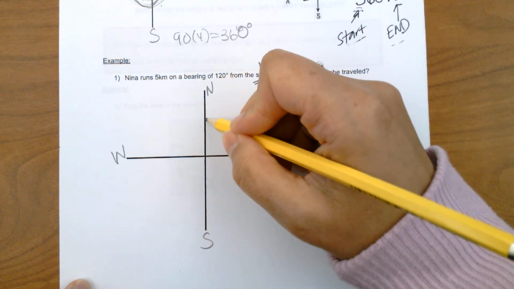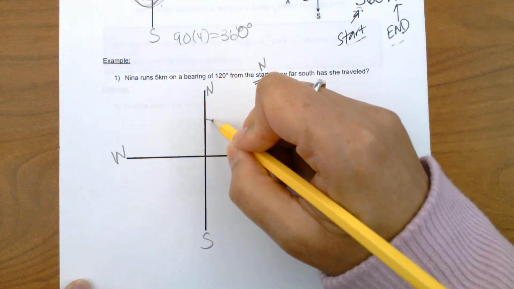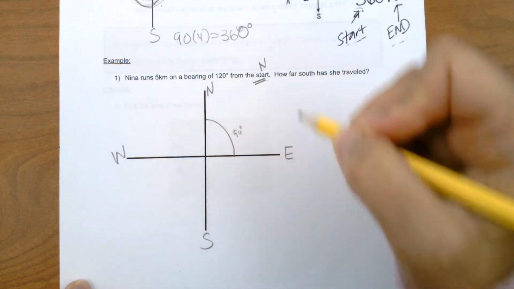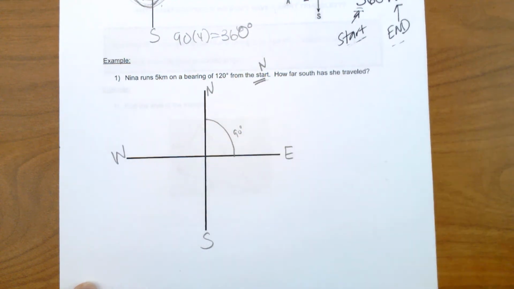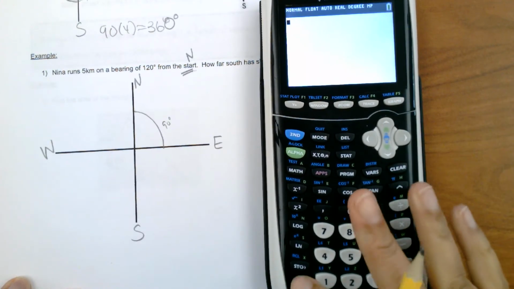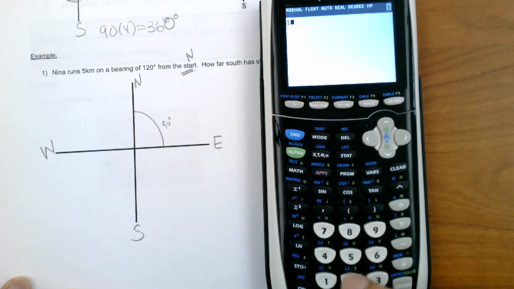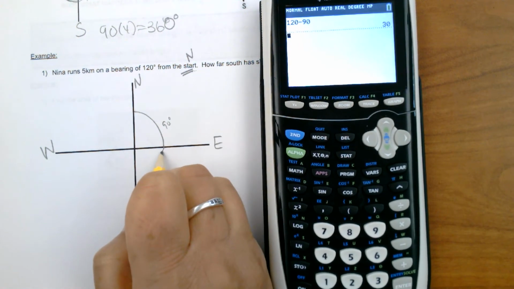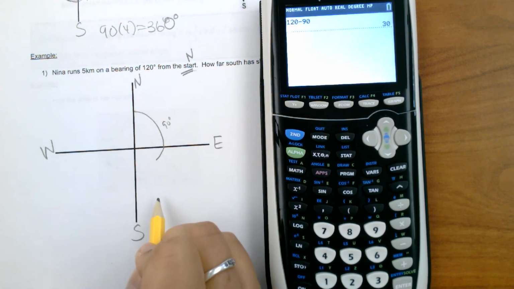And she is running 120. So we go here. What is that, everybody? Yep, that's 90 degrees. Okay. Let's look at our calculator. We need 120. So she already went 90. She has 30 more to go. So we're just going to keep going over here about 30 more degrees.